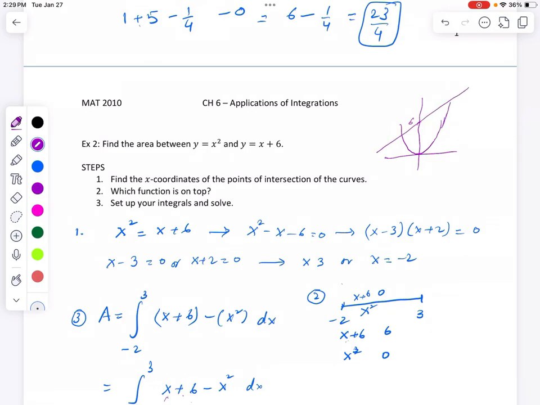Where does this meet? That is the x coordinate. So it looks like this will be at 3, and then this is at negative 2. So you notice here, the one function is above all the time in the interval, and the other function is below all the time. The same situation we saw in the previous example.